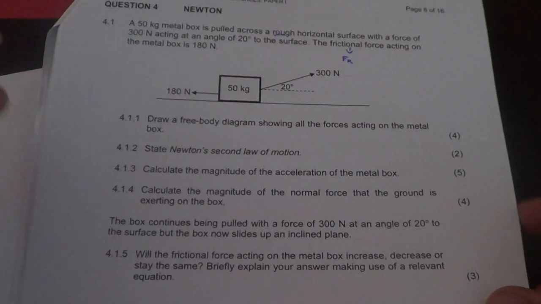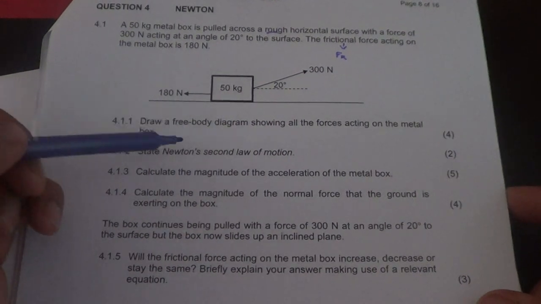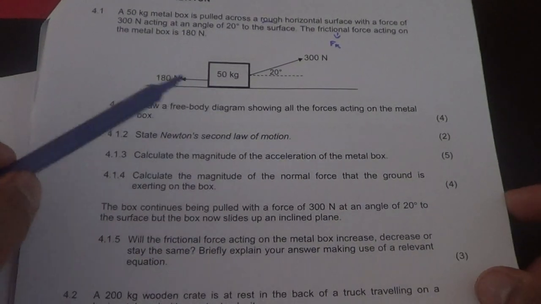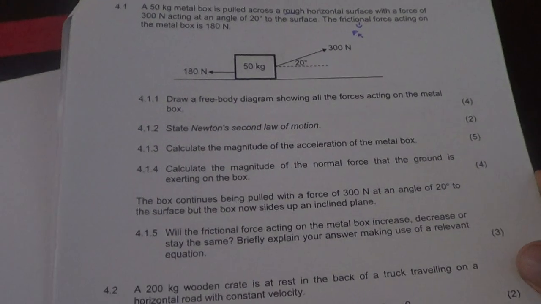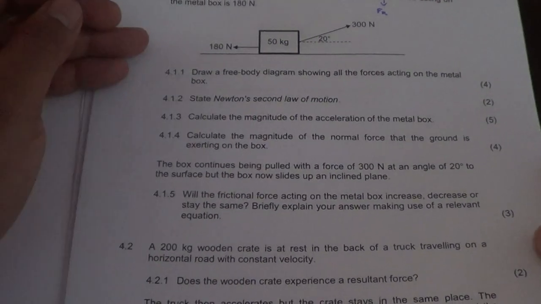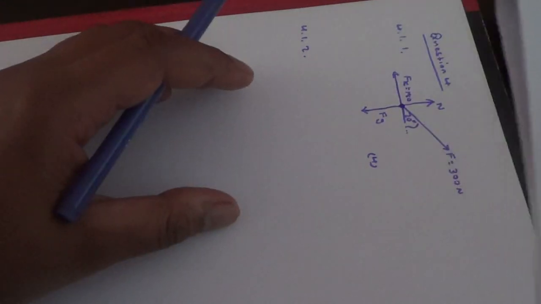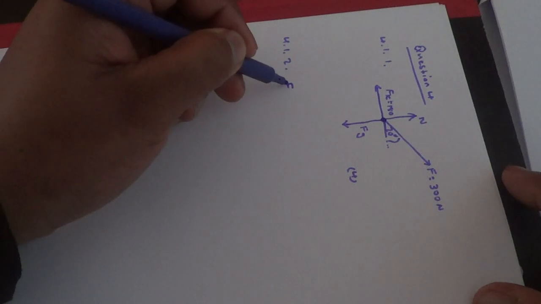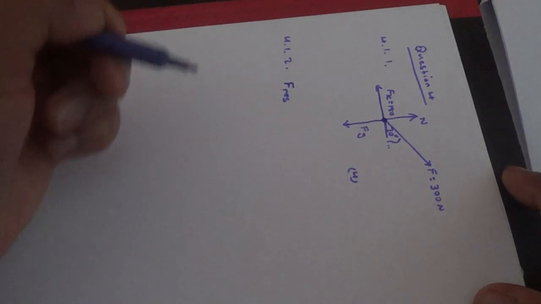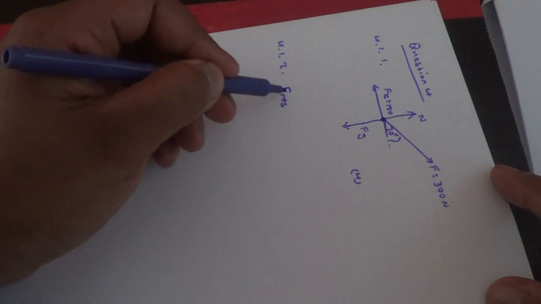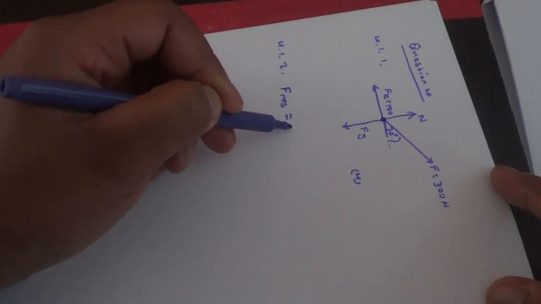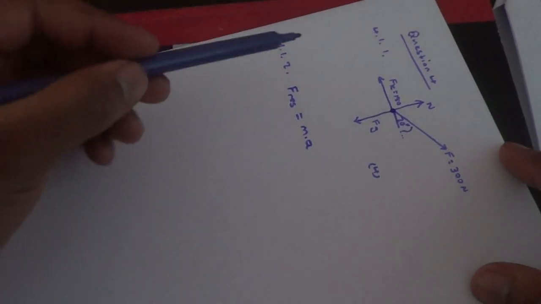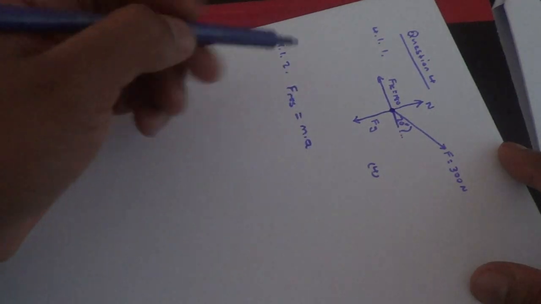4.1.2. Question says now, state Newton's second law of motion. I think this definition is already popular, so you should know it. If you don't, then please make sure you consult any materials you have. I will not go into writing it because my writing is already terrible, but let's just summarize it. The essence of Newton's second law of motion is that the resultant force, so you say F sub res, equals mass times acceleration. That's the essence of it. So you just formulate the words around it.